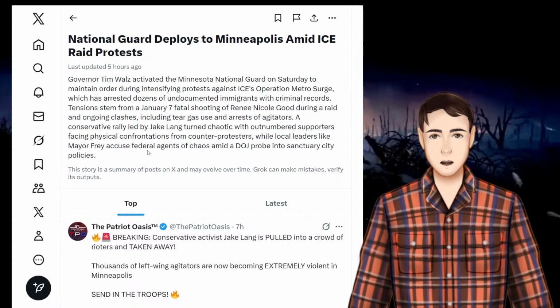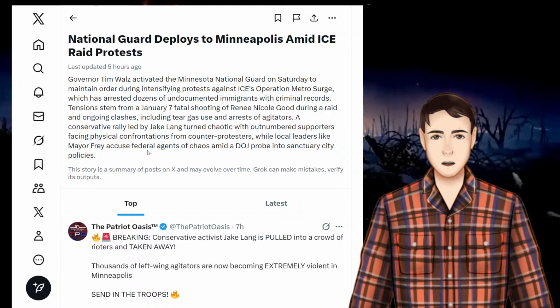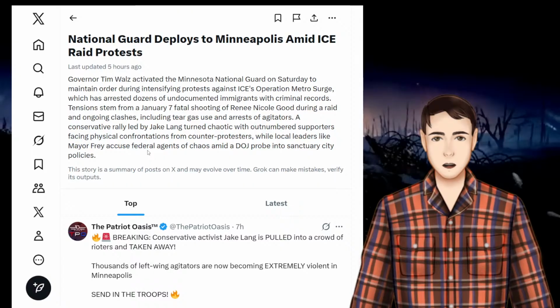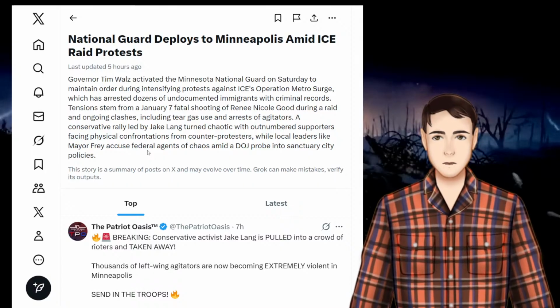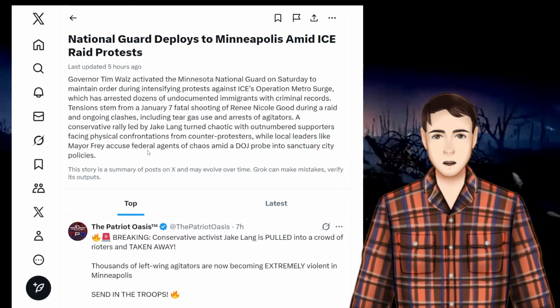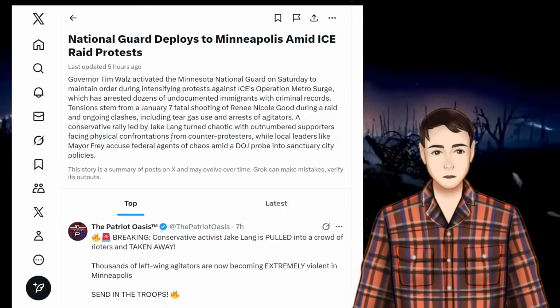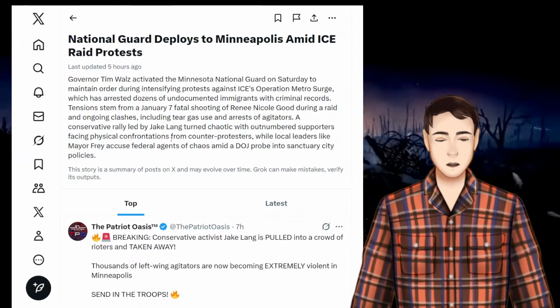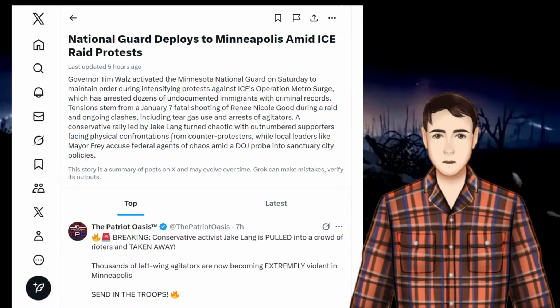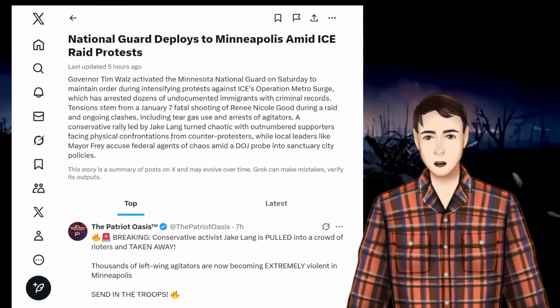Tensions stem from a January 7th fatal shooting of Renee Nicole Good during a raid and ongoing clashes, including tear gas use and arrest of agitators. A conservative rally led by Jake Lang turned chaotic, with outnumbered supporters facing physical confrontations from counter-protesters, while local leaders like Mayor Frey accused federal agents of chaos amid the DOJ probe into sanctuary city policies. I mean, the city can have those policies. I don't know if they can screw them or convict Frey or Walz for anything.